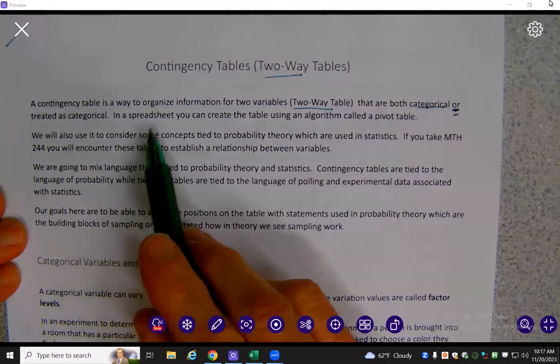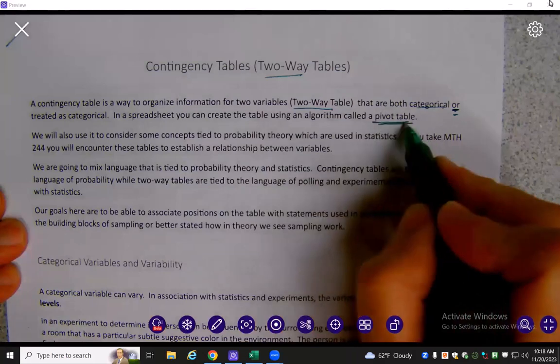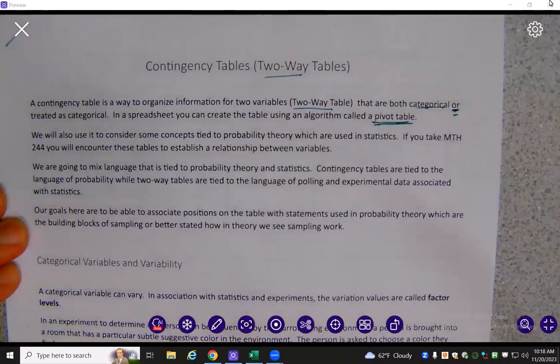In a spreadsheet, you can create the table using an algorithm called a pivot table. I don't know if anybody's messed with spreadsheets before, like taking a class in spreadsheets. Has anybody taken a class on spreadsheets? No? Okay. So they might encounter this thing called a pivot table. Excel calls it a pivot table, Google Sheets calls it a pivot table, and in business it's called a pivot table. It takes all your raw data and summarizes everything into this table.